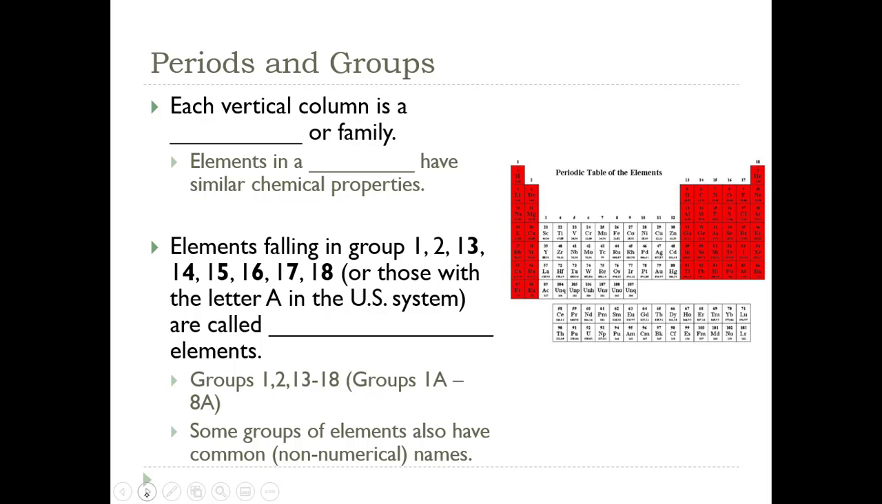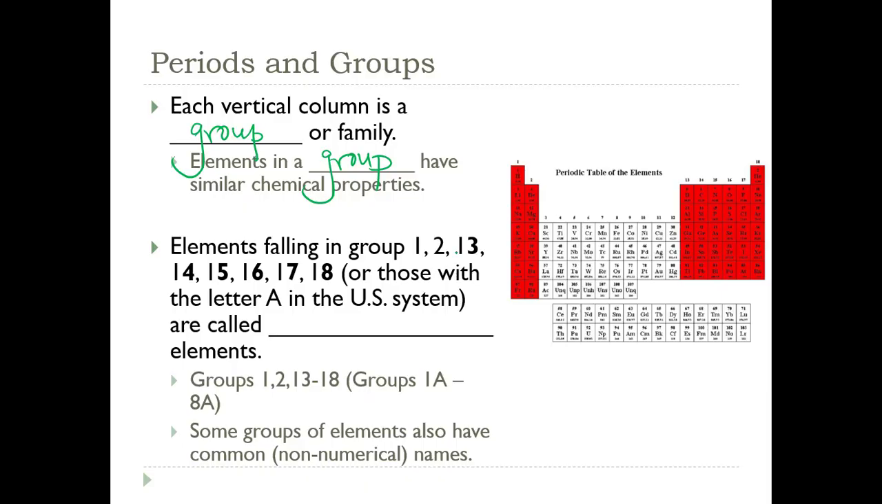But each vertical column, again, is a group or family. Each family or elements in a group have similar chemical properties. So every member of the group has similar chemical properties. So elements falling in group 1 to 13, 14, 15, 16, 17, 18.